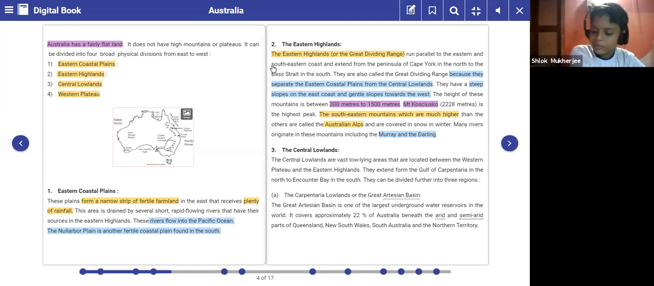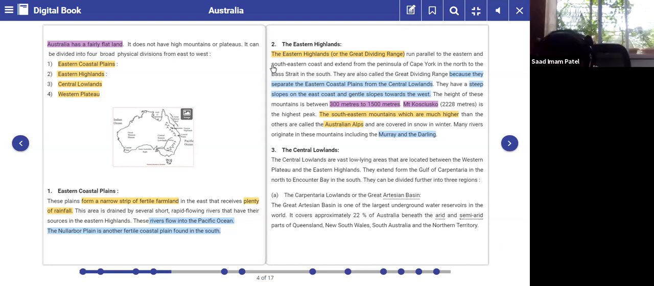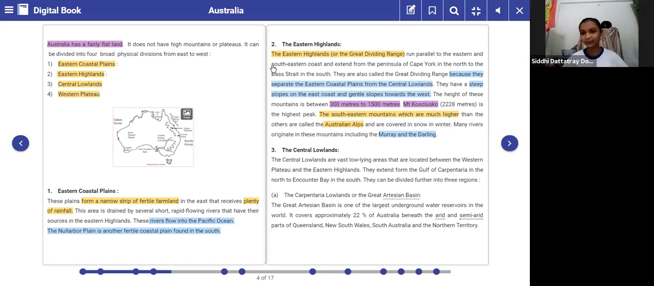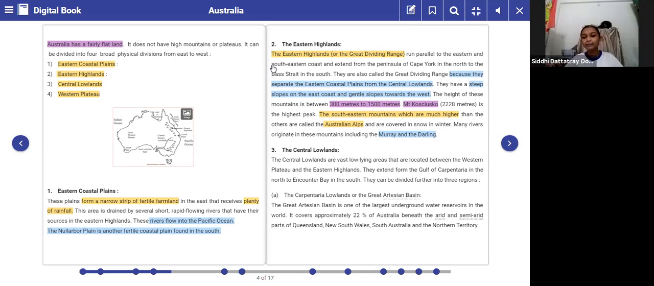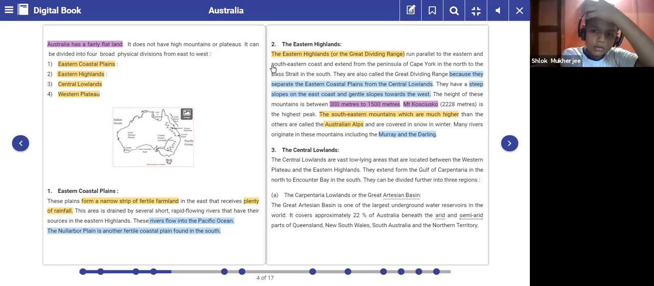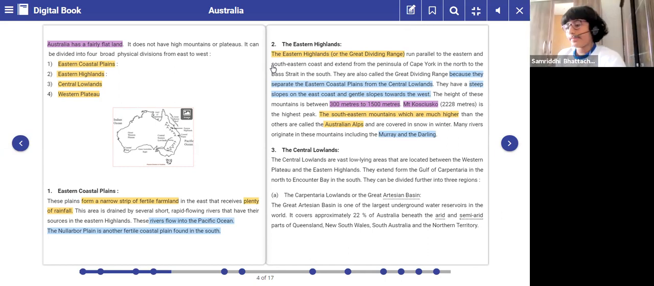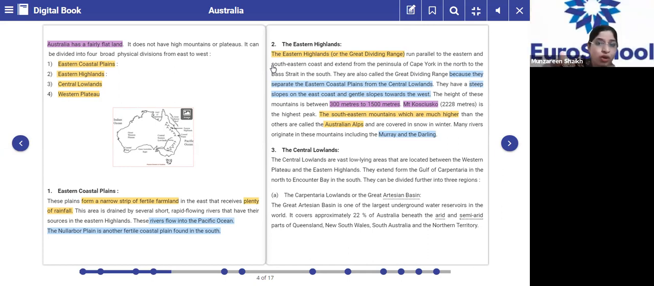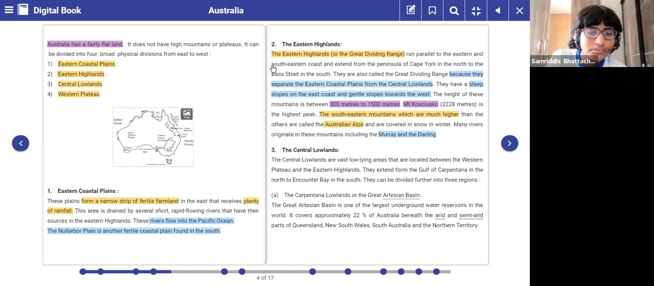Okay. Which mountain has the highest peak? Mount Kosciuszko. Okay. Clear. Now next, the southeastern mountains which are much higher, what are they called? Australian Alps. And these Australian Alps are covered with what during winter? Snow. Okay. There are many rivers which flow through these highlands. Can you name any two? Murray and Darling.